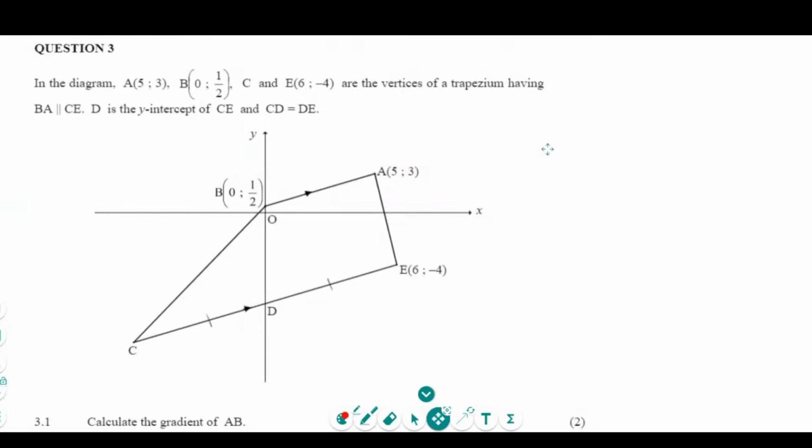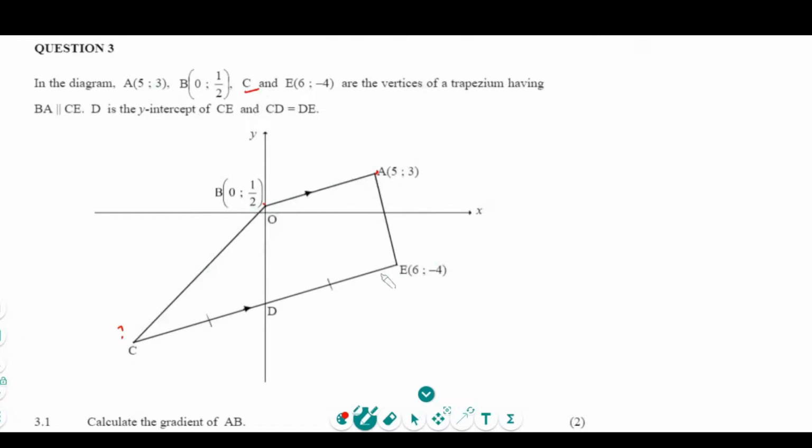So guys, in this, we just need to know how to determine the equation of straight lines, the principles that are governing gradients of parallel and perpendicular lines, midpoints, and the likes. So they're telling us that in the diagram, A is (5, 3), and then we are seeing B as (0, 0.5). C is given, we don't know the points. E is (6, -4). These are vertices of a trapezium.